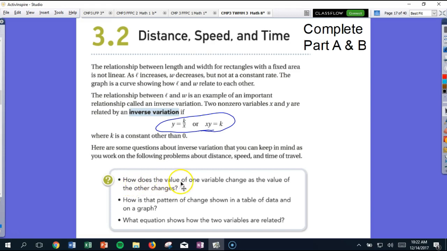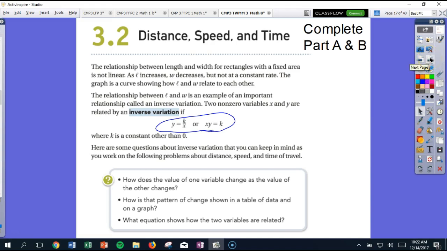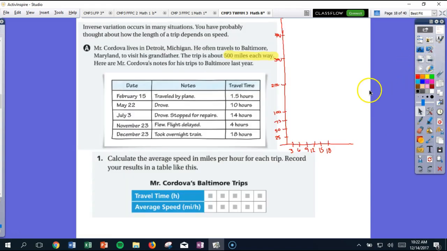Questions to think about: how does the value of one variable change as the value of the other changes when we're talking about inverse variations? If one is going up, what's happening to the other variable? And how is that pattern of change shown in a table of data or on a graph? We just talked about what the graph would look like in the intro. And what equation shows how the two variables are related? We talked about how you're going to have an equation in this type of format, so it needs to fit the y equals k over x format.